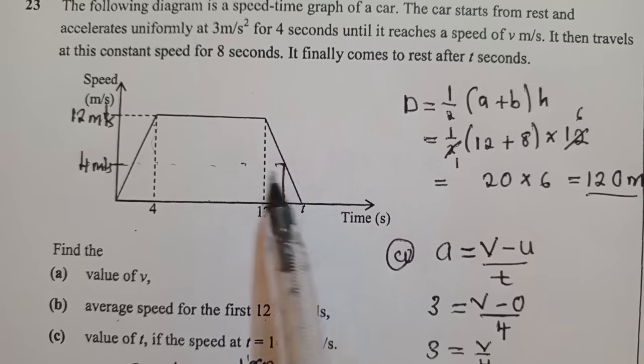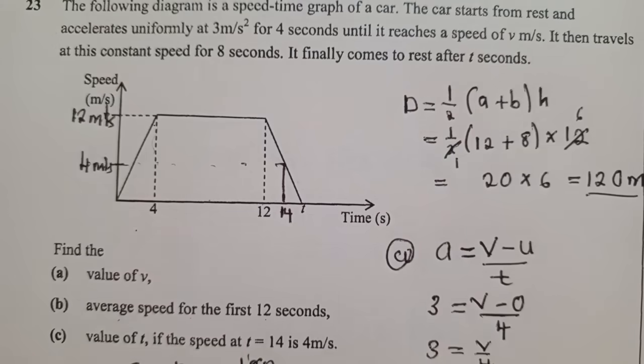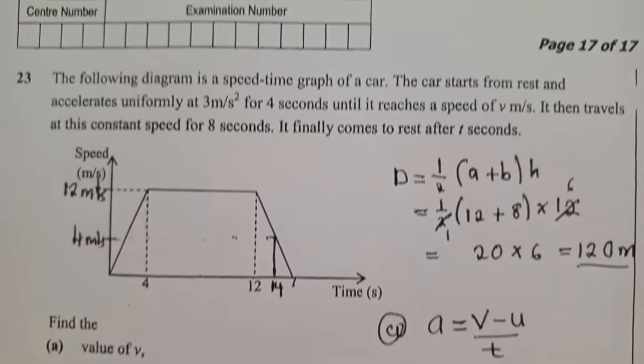They're saying the value of t if the speed at t is equal to 14 is 4 meters per second. So this is my interpretation. You can see t is 12 here, t is 14. So how do we get to find the value of t? What we'll basically do here, we'll pick the coordinates.